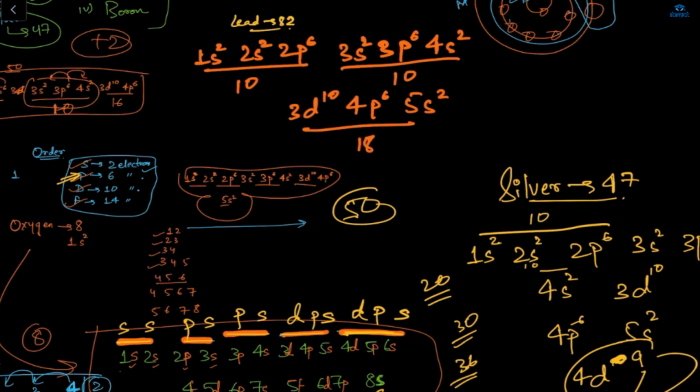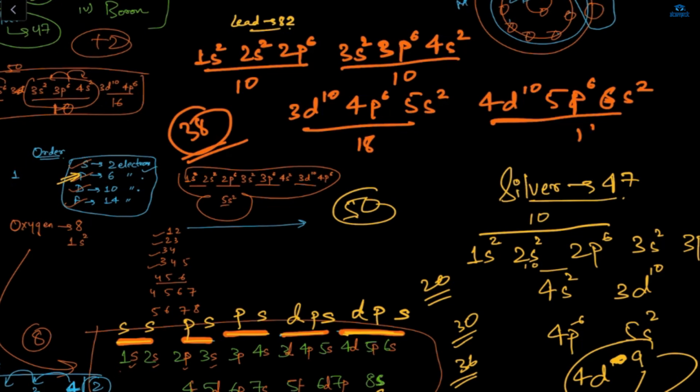So 18, 38. After that, 4d10, 5p6, 6s2. So how much here? 10, 16, 18. 38 plus 18 is how much? 52.